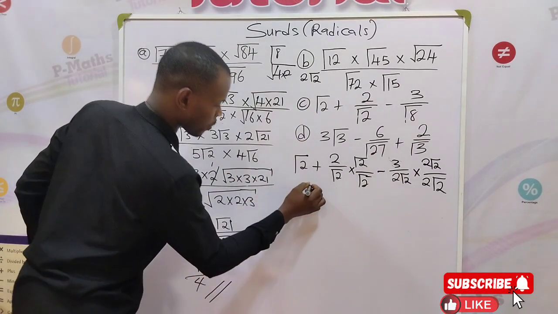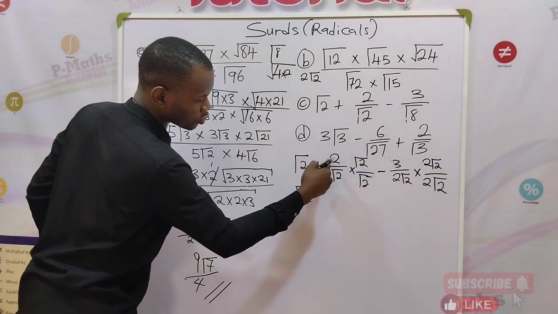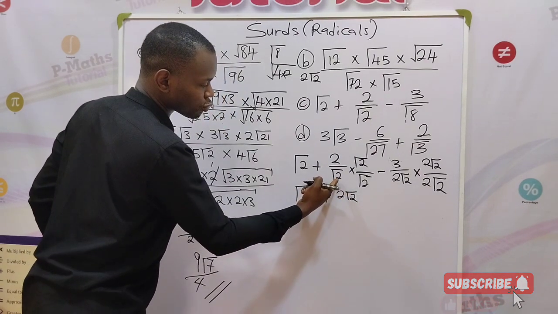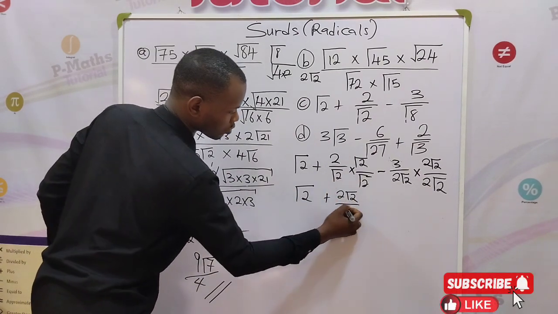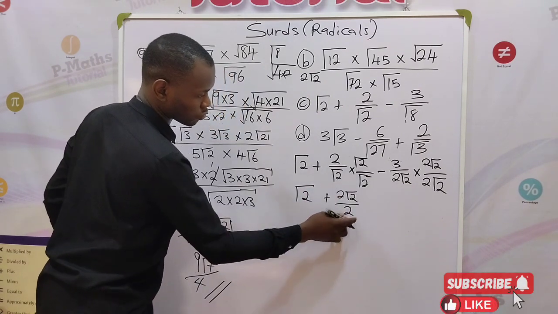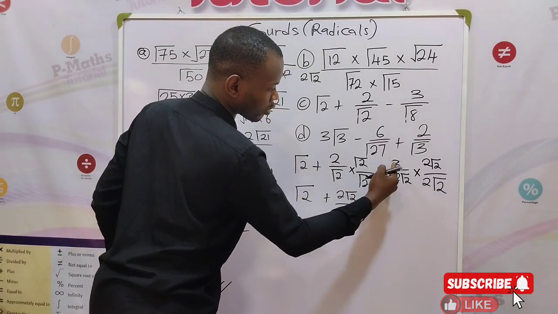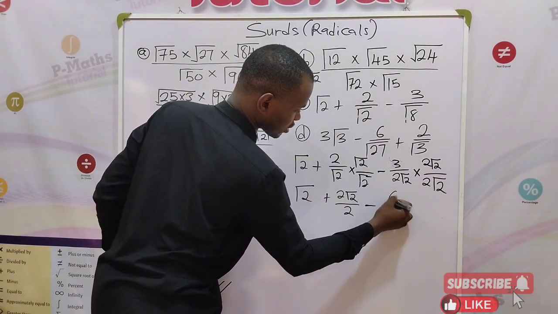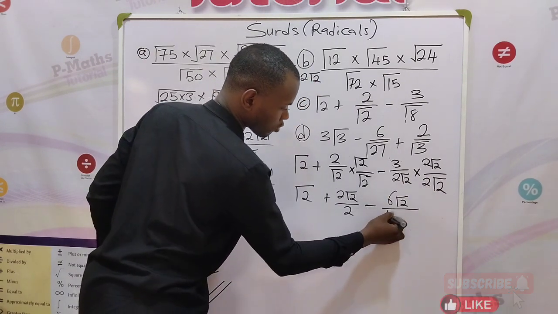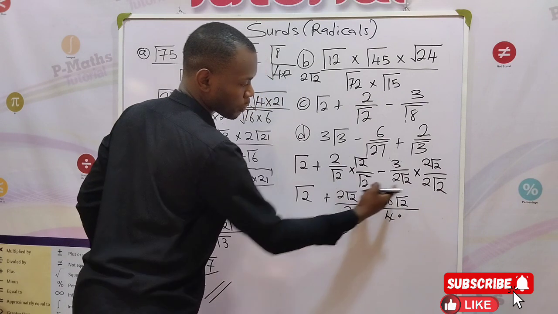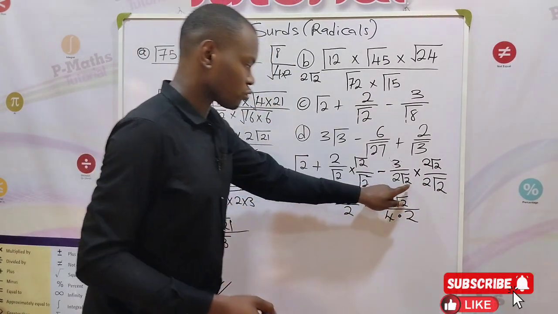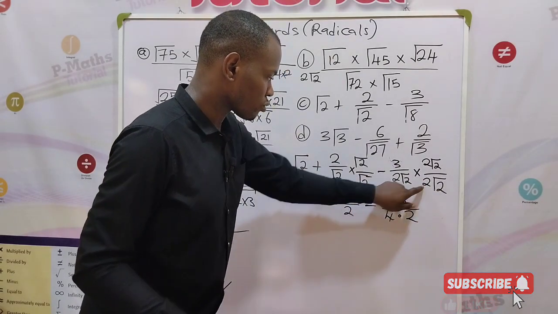Next we simplify. We have root 2 over here. 2 times root 2 is 2 root 2. Now root 2 times root 2 is 2, because 2 times 2 is 4 and square root of 4 is 2. Minus over here, 3 times 2 root 2 should give us 6 root 2. Then 2 times 2 is 4, times root 2 times root 2 is what? 2. Root 2 times root 2 will give you 2. Then 2 times 2 is 4.